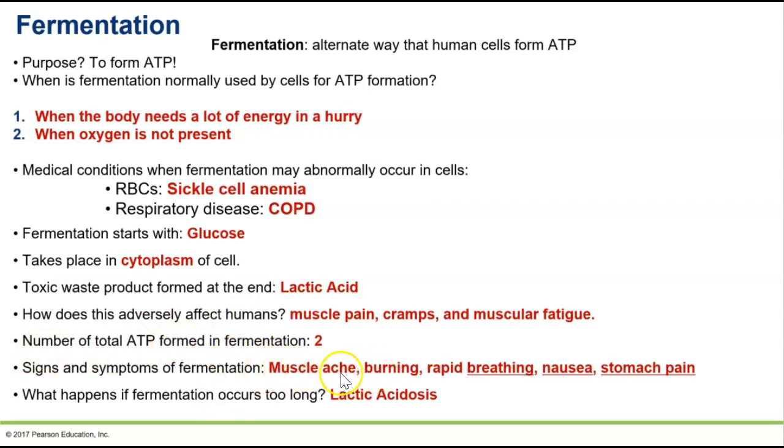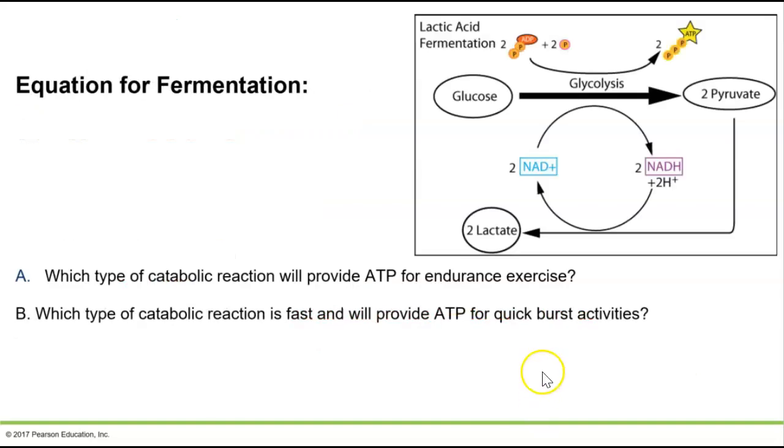So this is kind of a repeat question here. Muscle aches, burning, rapid breathing is a sign of lactic acid fermentation, nausea, and stomach pain. If this goes on too long, a person can end up in lactic acidosis. Remember, that was one example of acidosis that we talked about last chapter. And that would be the reason for the rapid breathing, because the respiratory system's going to kick in to try and buffer the excess hydrogen ions in the bloodstream and try and get rid of that extra carbon dioxide. The equation for fermentation: 1 glucose molecule produces 2 lactic acid in the end, and only 2 ATP are made.